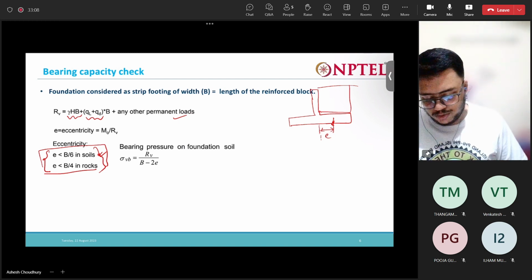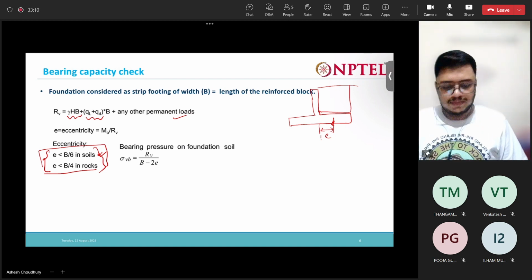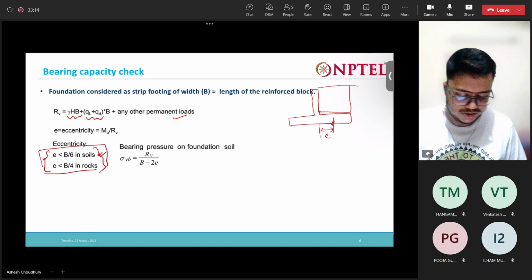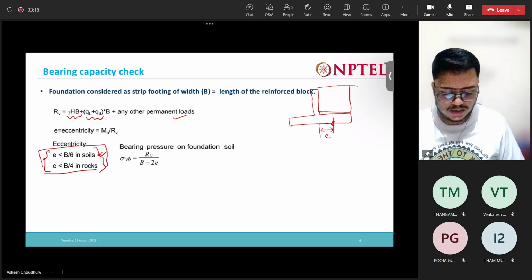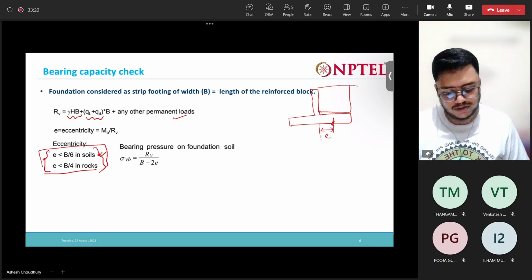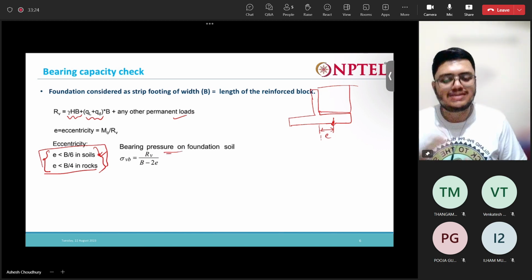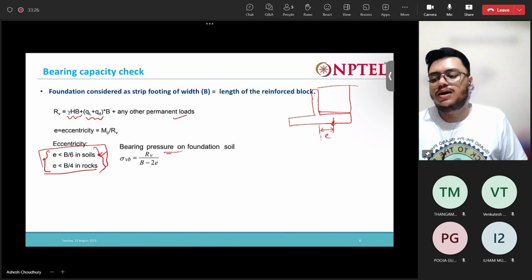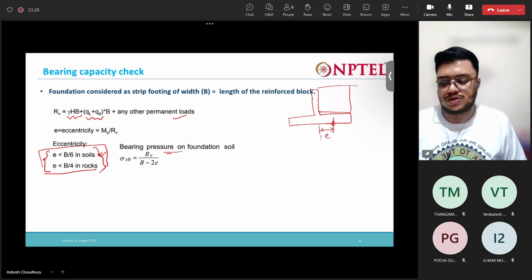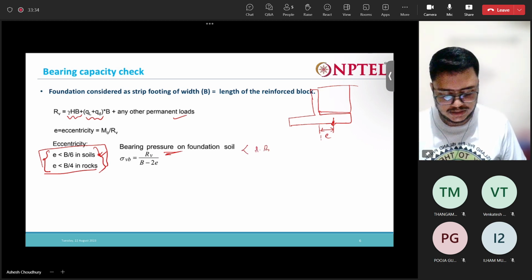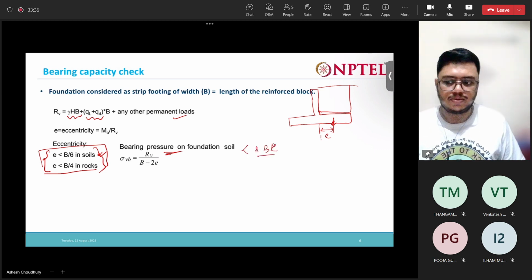Okay, so what we do, we determine this eccentricity, and then we determine the bearing pressure on the foundation soil, which is nothing but R_B divided by B minus D_C. So that will give the bearing pressure on the foundation soil, and this bearing pressure should be less than the allowable bearing capacity of the soil.